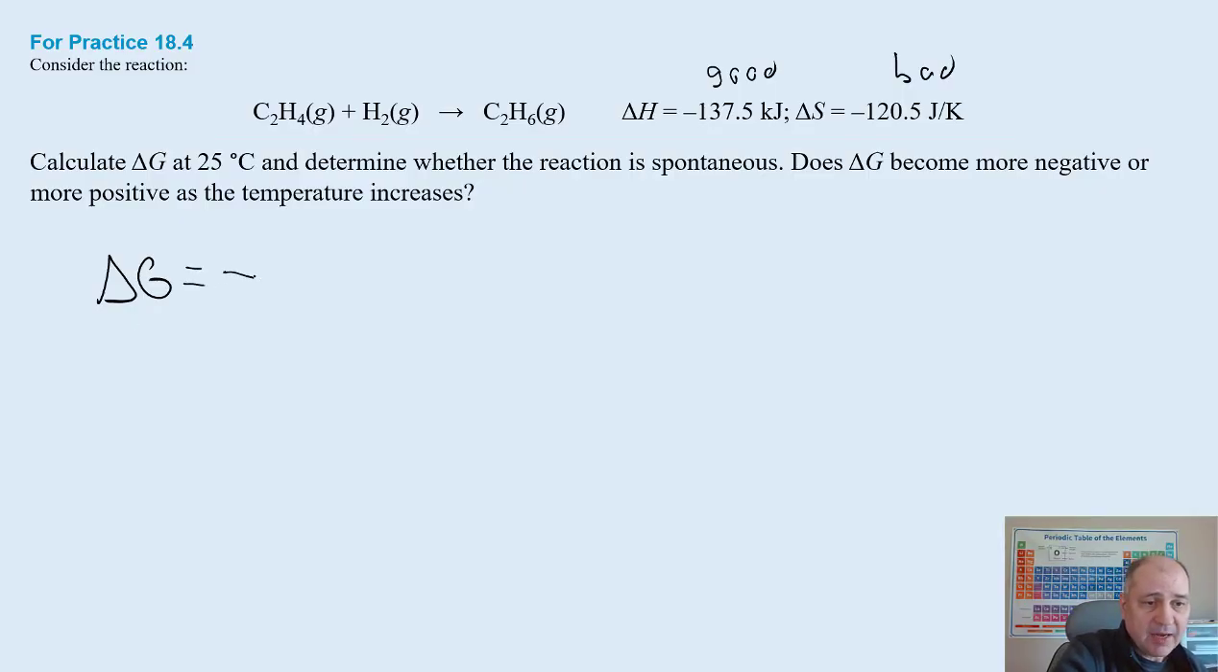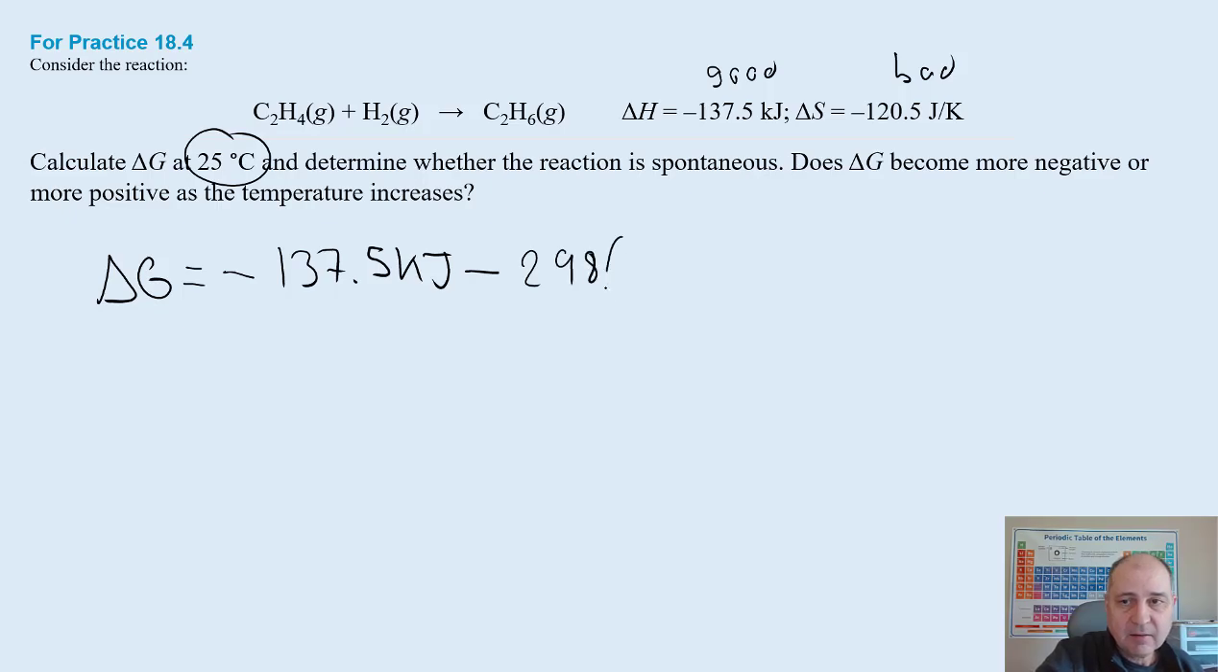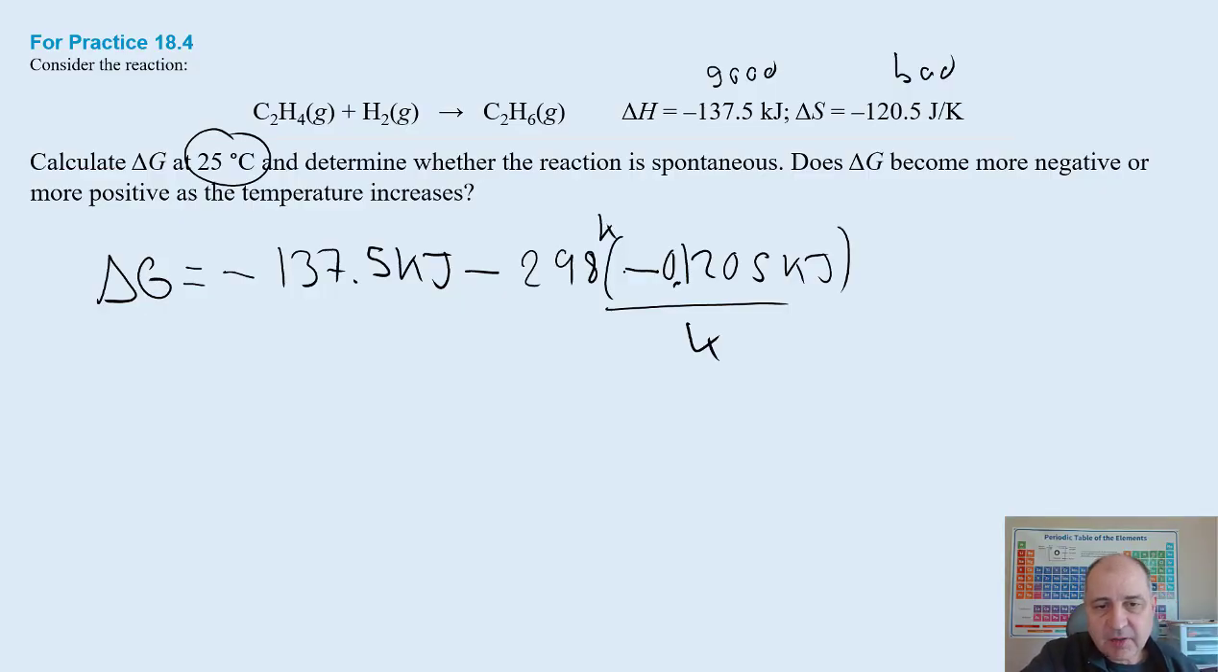So this equals minus 137.5 kilojoules minus, and this is run at 298 times minus 0.105, because I'm converting to kilojoules per Kelvin. I should have a unit here. This is in Kelvin. Getting pretty sloppy here, but okay.